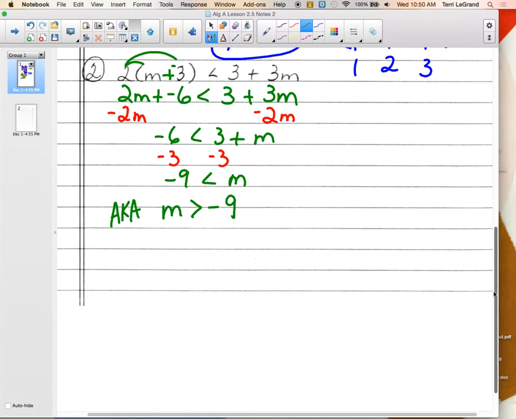I did it, so my variables ended up on the right. But in the end, we should end up with the same answer anyway. So if you didn't end up with m is greater than -9, either you need to find my mistake for me, or you need to find your mistake. AKA, also known as, in other words, making it so that it's graphing friendly.